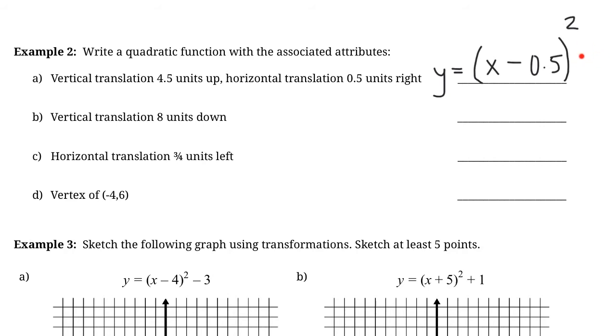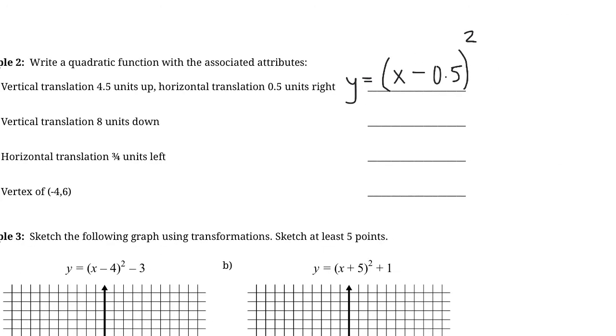A k value, remember, represents a vertical translation or vertical shift. Now in the question, we are told that there is a vertical translation. We are translating 4.5 units up. Now to go upwards means that you need to see a positive number on the outside of your equation, so we are going to fill in a positive 4.5.